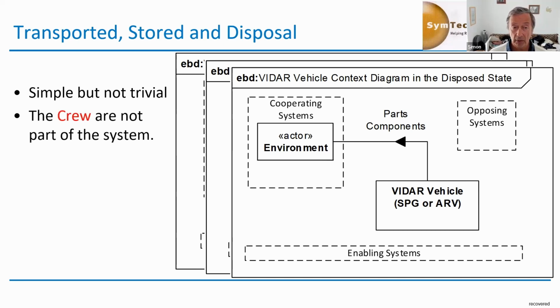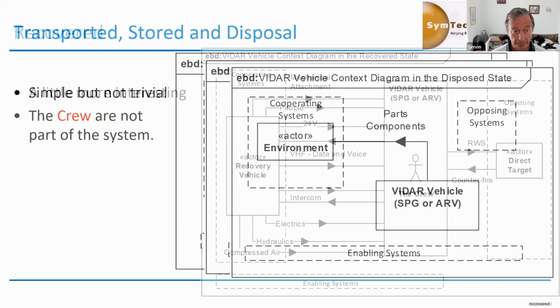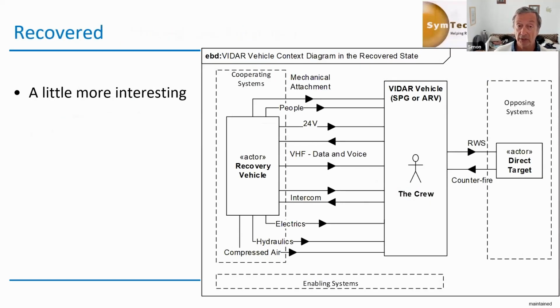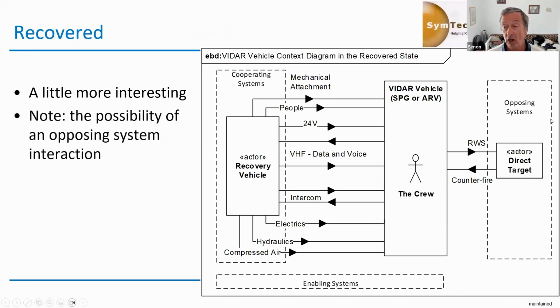Notice that the crew in these particular three are not part of the system. If it were, we would have depicted it on the diagram. Here is something a little more interesting. This is the recovered state. Note, first of all, the possibility of opposing systems. You may be stuck in a ditch somewhere, and if the enemy sees you, they're going to fire at you. You can only fire back using the machine gun, the remote weapon system. You can't use that dirty great big gun if you're in a ditch, at 45 degrees. That would be very dangerous. So there's a limited response that you've got.